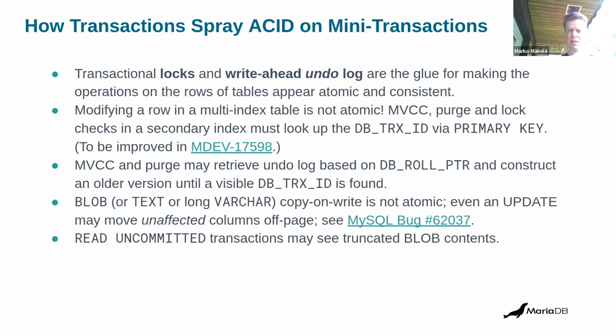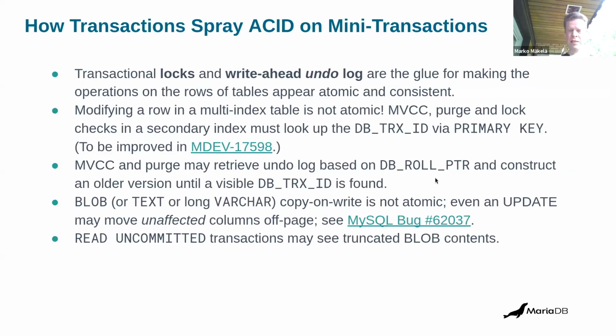In MVCC checks and in purge, as well as in implicit lock checks in a secondary index, we may have to look up the transaction ID via the primary key, which we have in the secondary index record. If we had a per-record transaction ID in secondary indexes, then lots of things would get simpler, but we don't have that yet. So MVCC and purge may need to retrieve old undo log records.